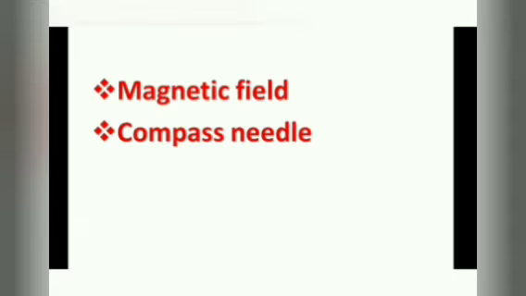Magnetic field. The region of space surrounding a magnet where the magnetic force can be detected is called the magnetic field. Then compass needle. The device used to detect the presence of a magnetic field is called a compass needle.